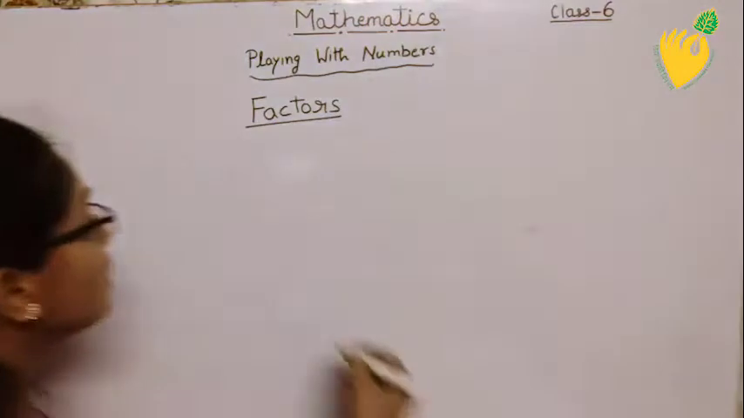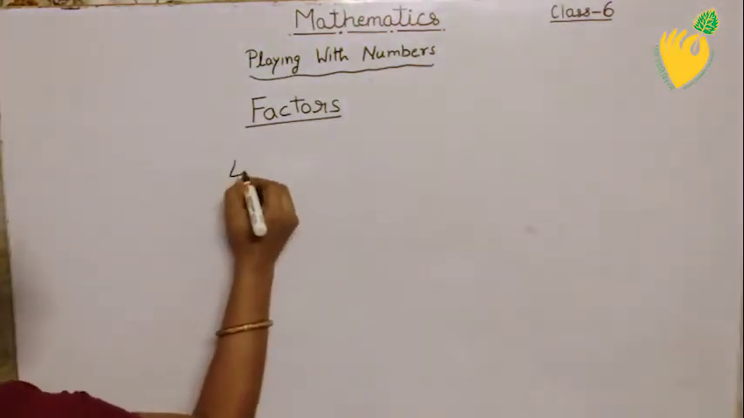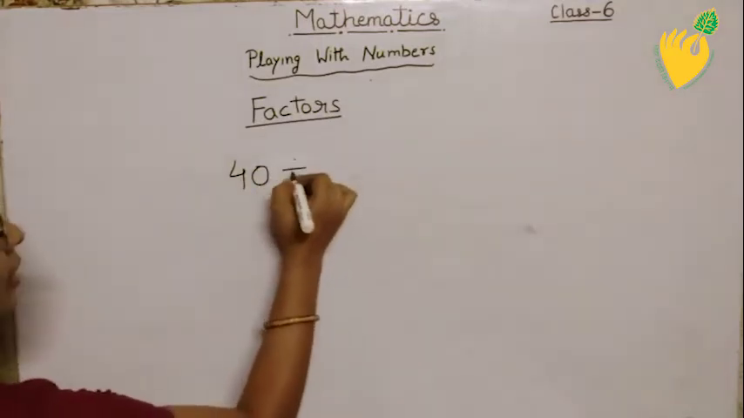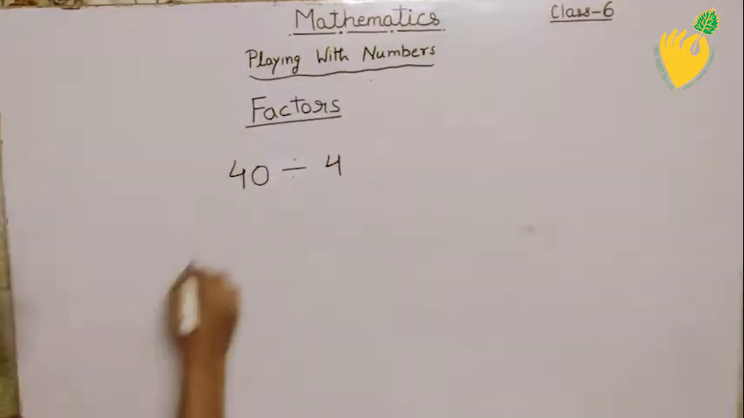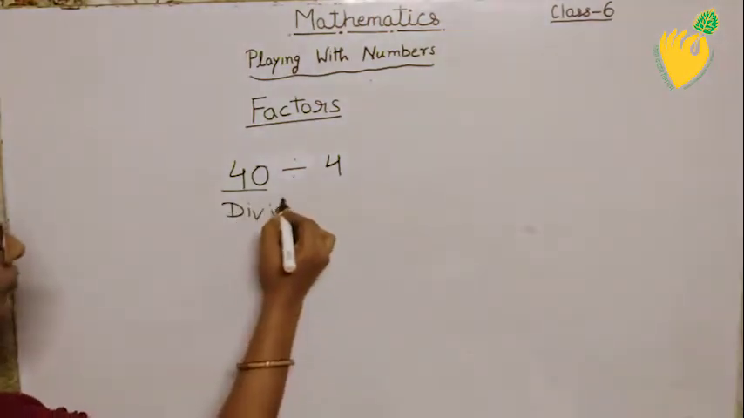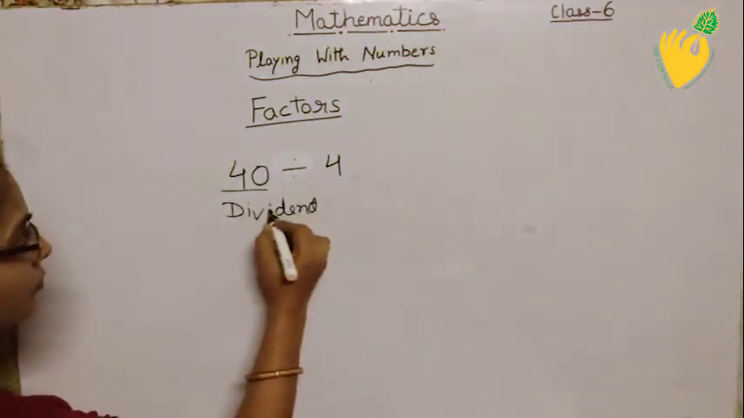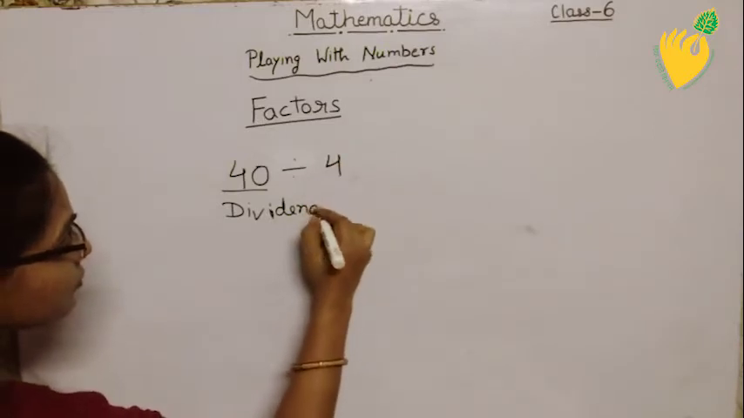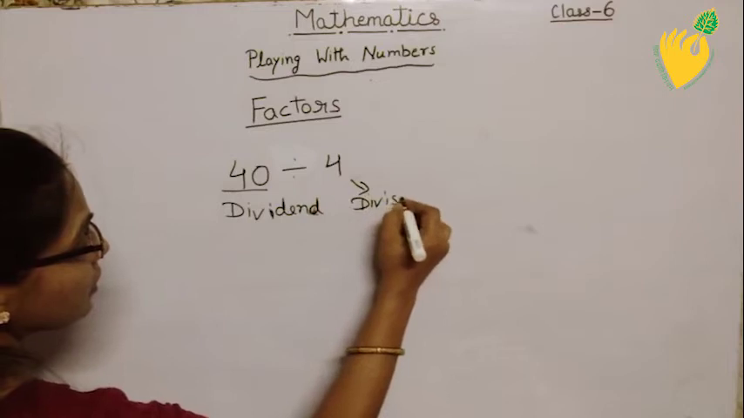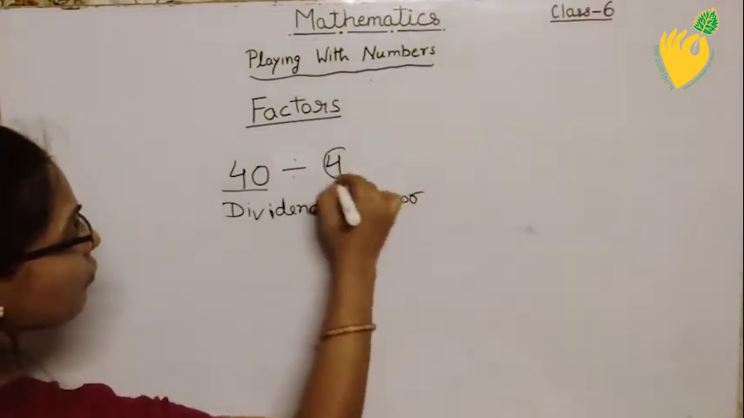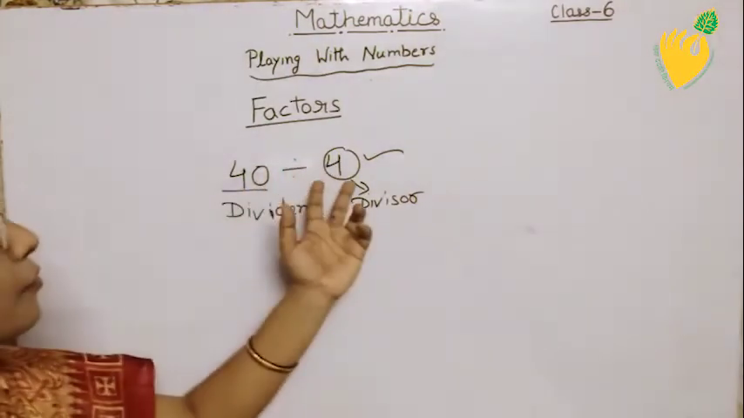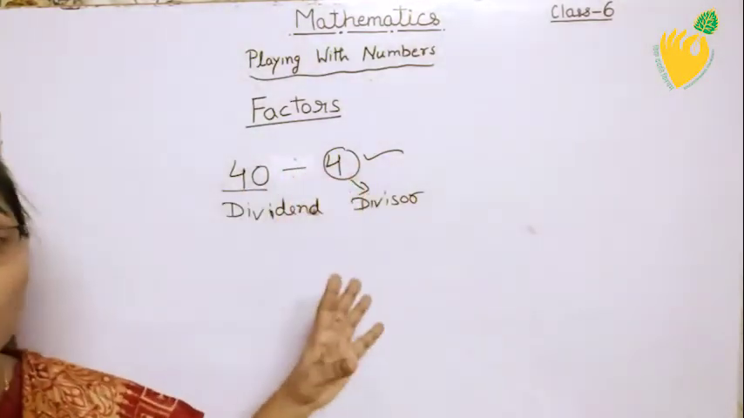See how students, let's take one example. Suppose there is a number 40 and we are dividing it by 4. So 40 is the dividend students, we all know, and 4 is the divisor. 4 will be the exact divisor when we divide 40 by 4 and there remains no remainder.